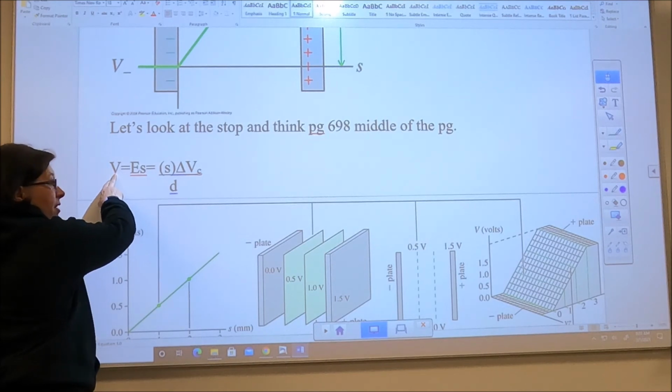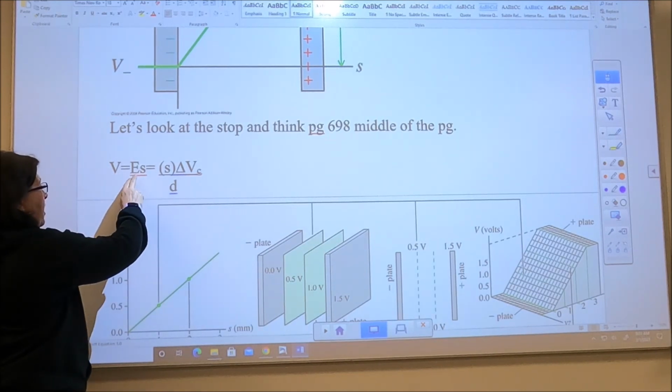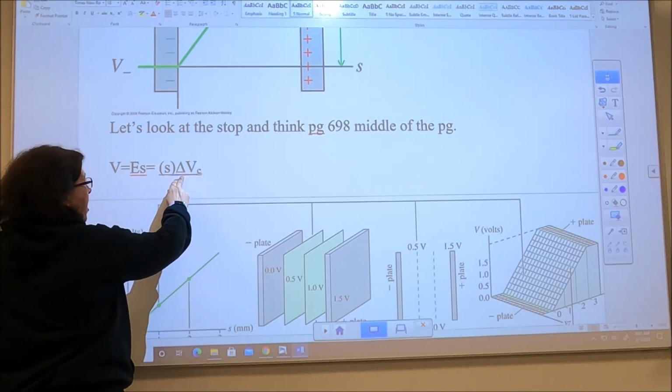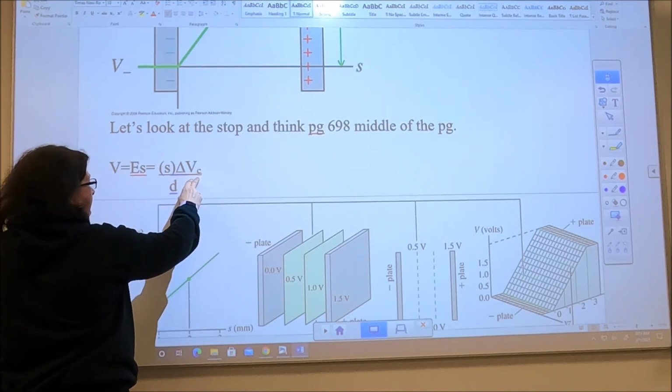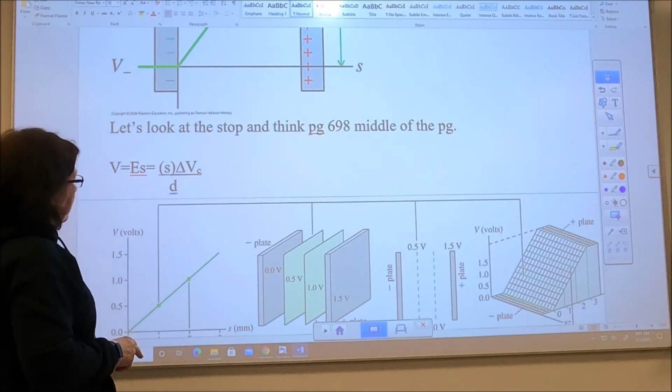So V, the electrical potential, is equal to E times S, where E is delta V of the capacitor divided by D, the separation of the capacitor.